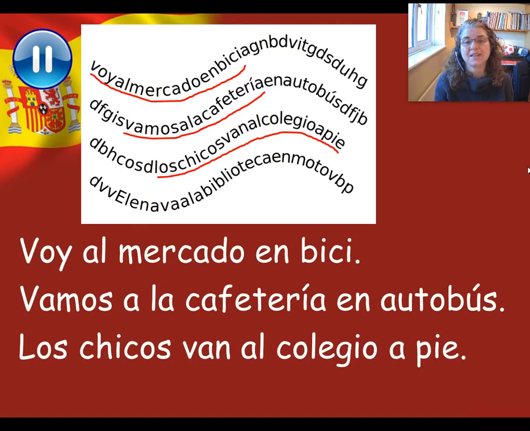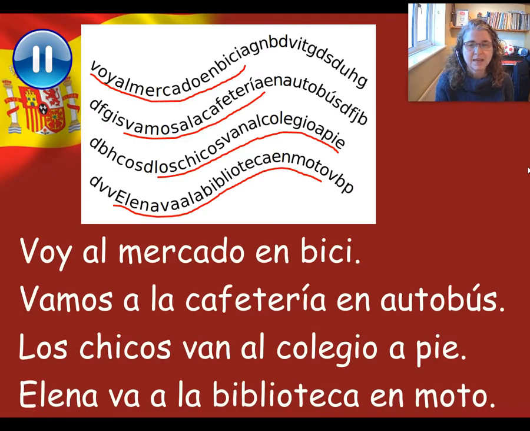That's telling you exactly who's going because van is just they go, but los chicos van is the boys go. It's being really specific. And in the fourth wave, there was something that might have given you a clue. There was a capital letter. So the sentence that we get for this one was Elena va a la biblioteca en moto. Elena goes to the library by motorbike. So the capital letter on Elena hopefully gave you a clue there.